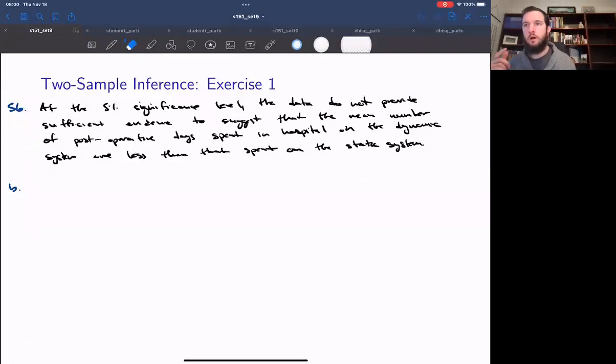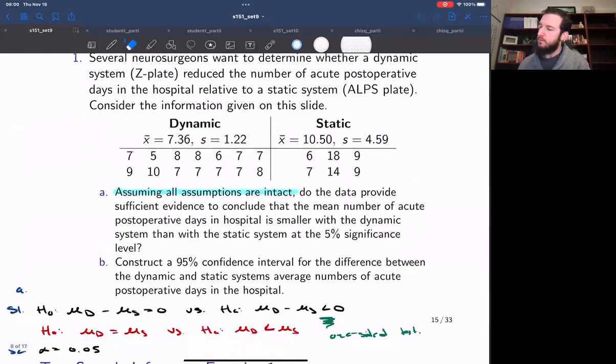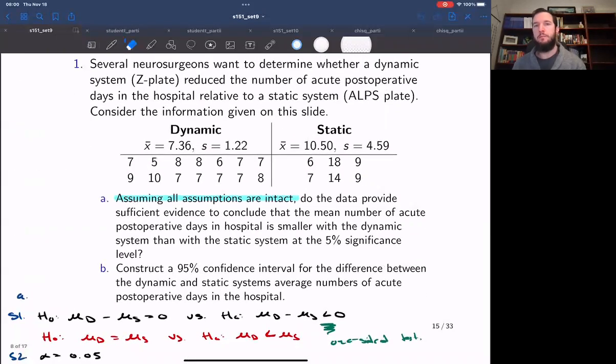Okay, so on Tuesday, we started lecture set number 9. And lecture set number 9 is the extension of what we talked about in lecture sets 7 and 8. So in lecture sets 7 and 8, we learned about confidence intervals and hypothesis tests for one mean.